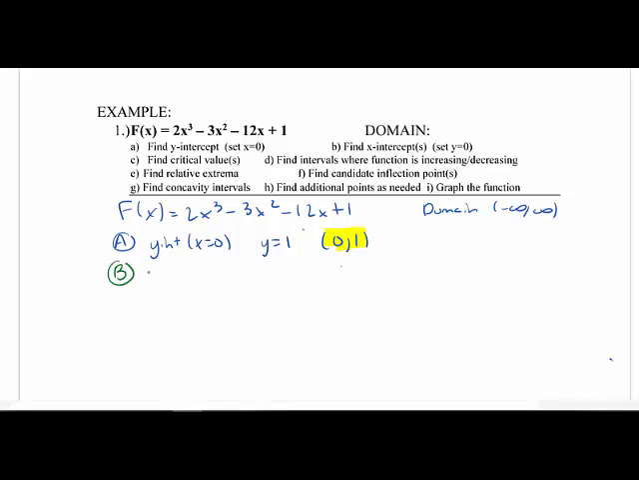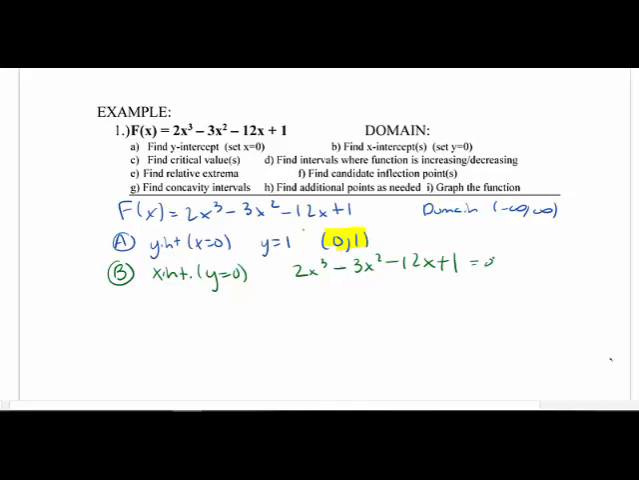B, find my x-intercepts. This is important. You're always going to set it equal to 0. So 2x cubed minus 3x squared minus 12x plus 1. You should try to factor it if you can factor it. Quadratic formula if you can. Now this is a cube. We look at it and we can't do it.